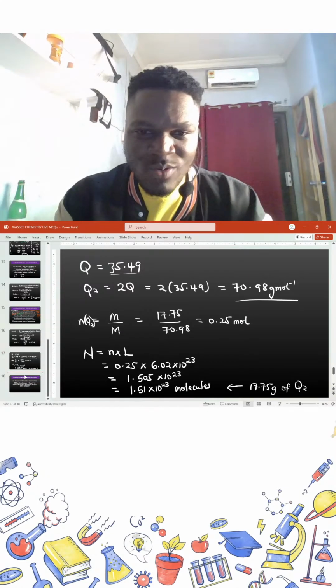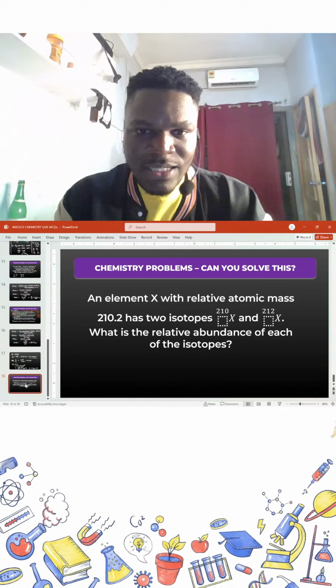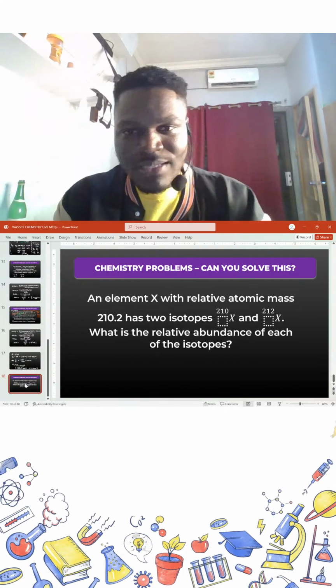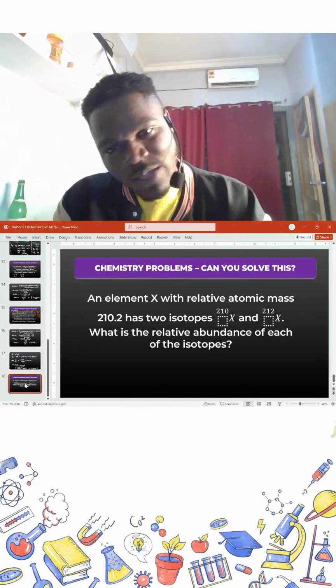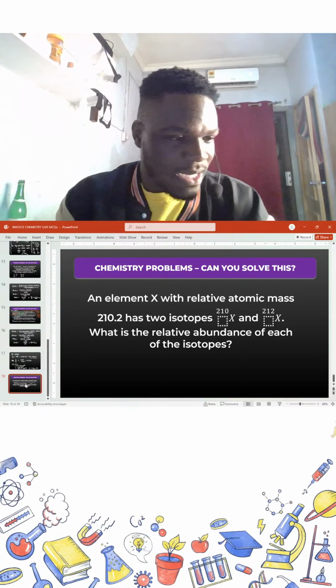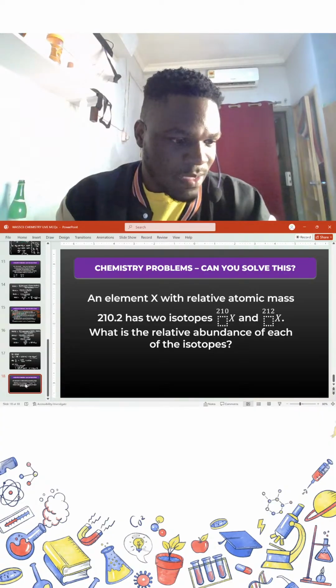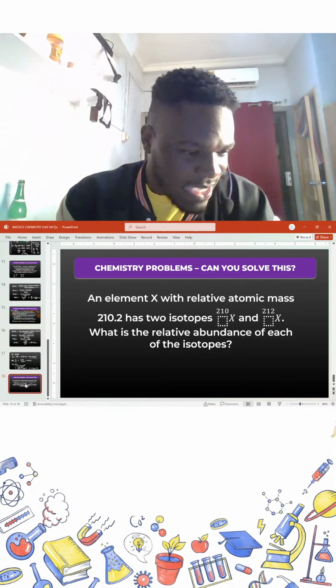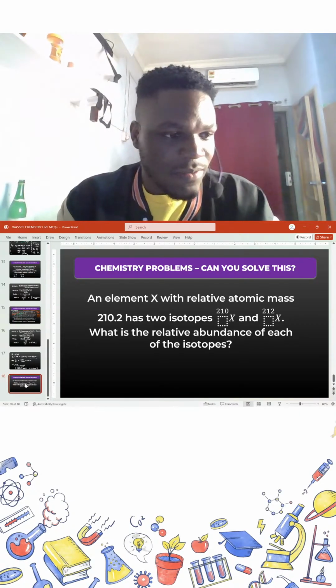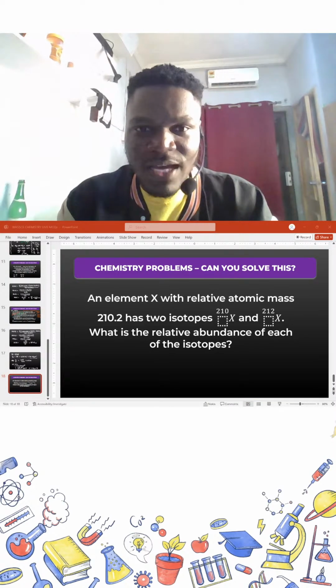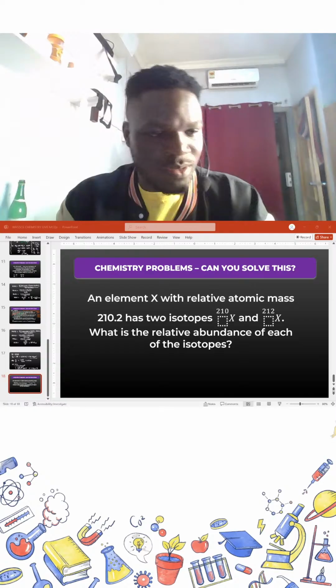We have one last question left. We have an element X with a given relative atomic mass, and it has two isotopes. We have to calculate the relative abundance of each, but since we've lost Juliet, and Eddie is also not around, I'll skip this for another time because we've done a lot so far.